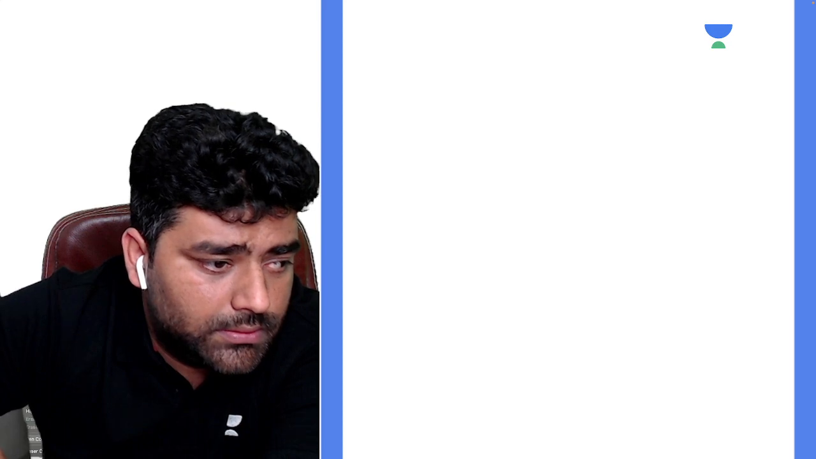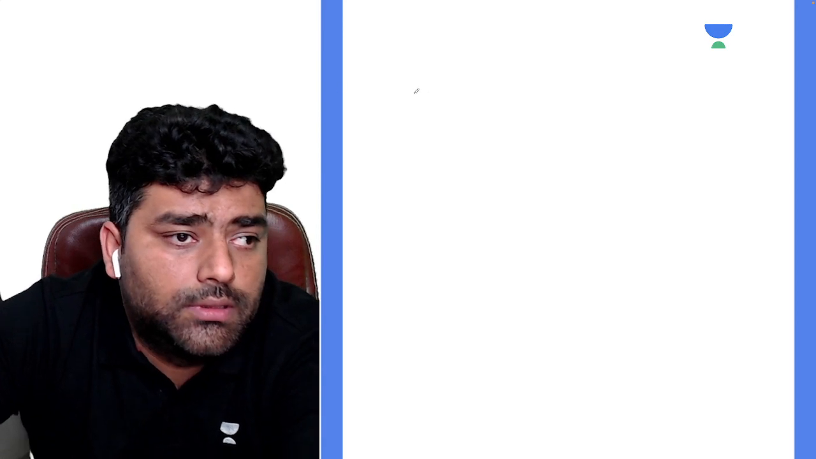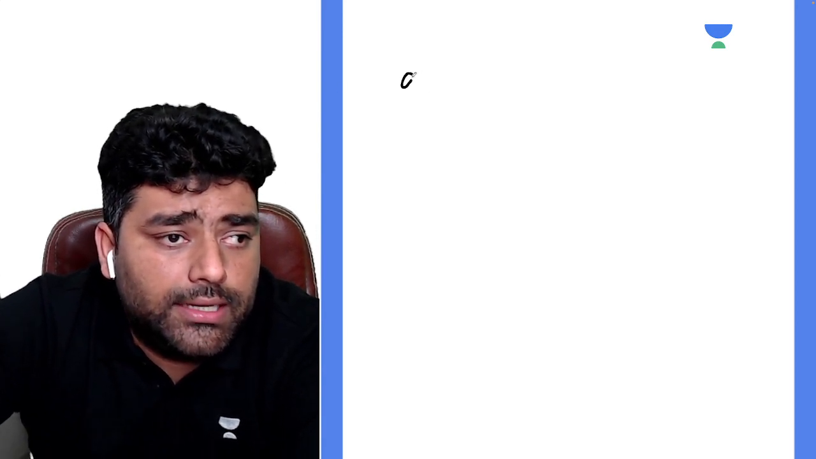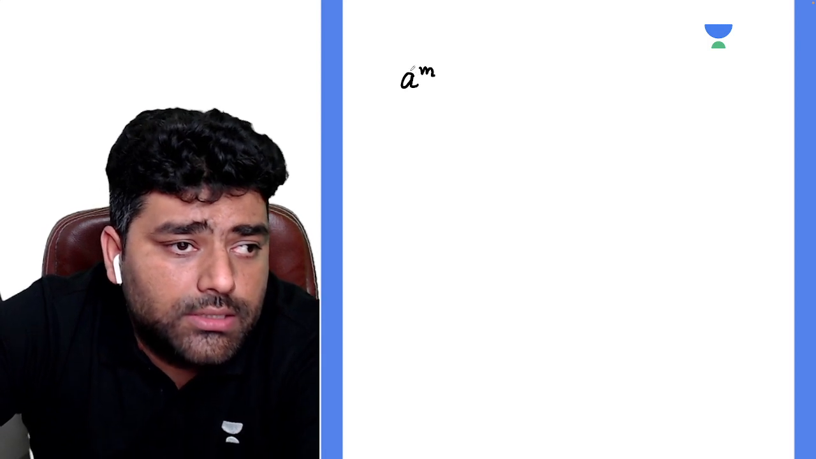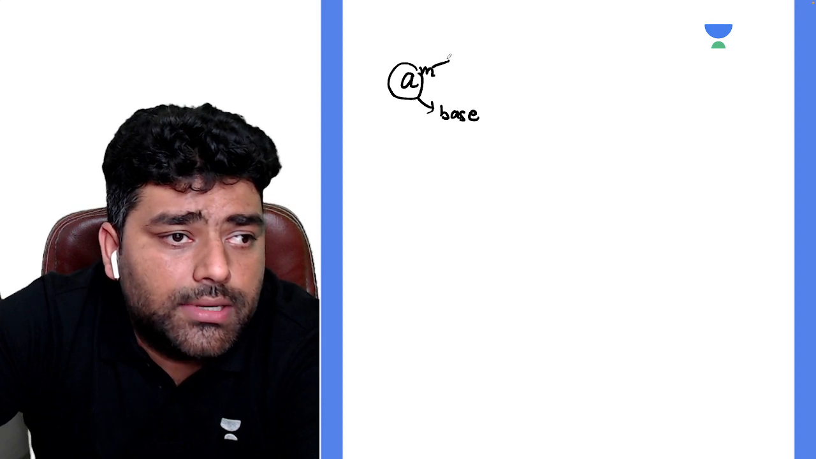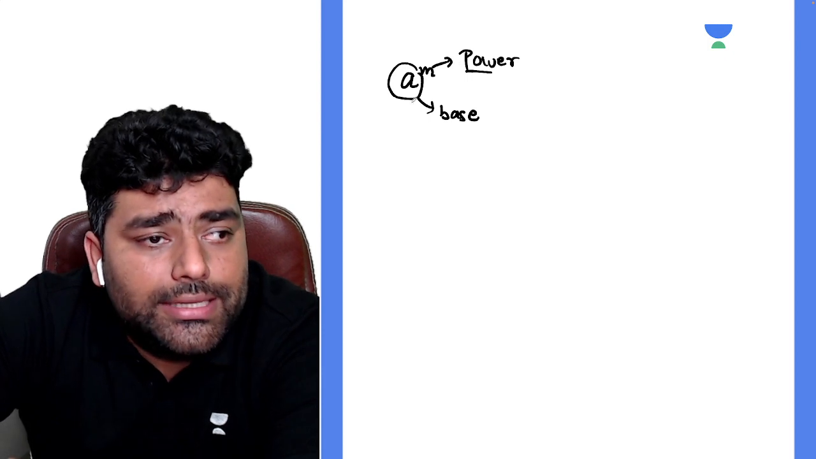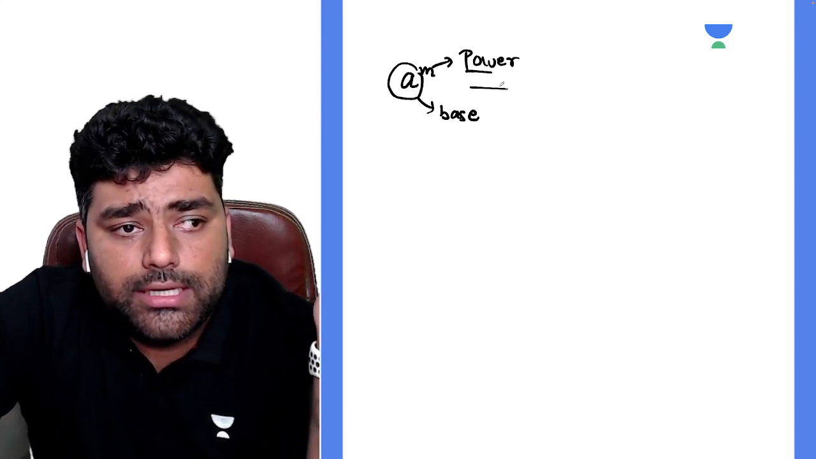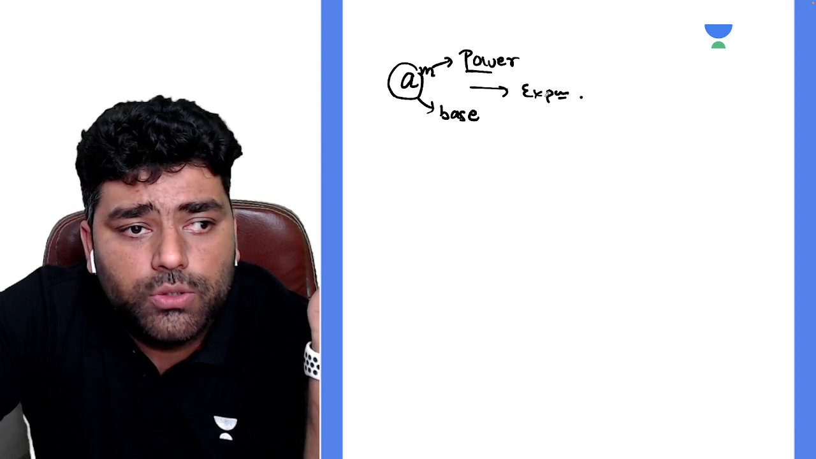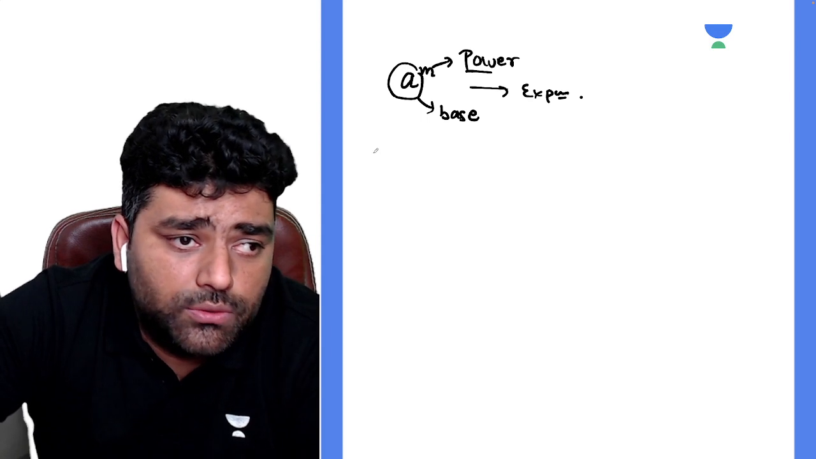So if I write down a to the power m, a is actually the base there, and m is the power there. So this we call the exponent. We have a few rules for this. There are very important rules on the exponent.